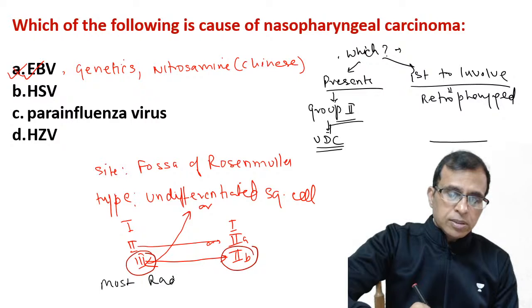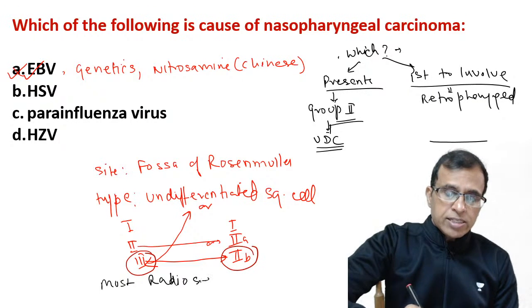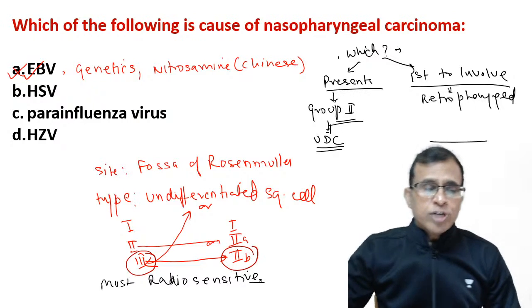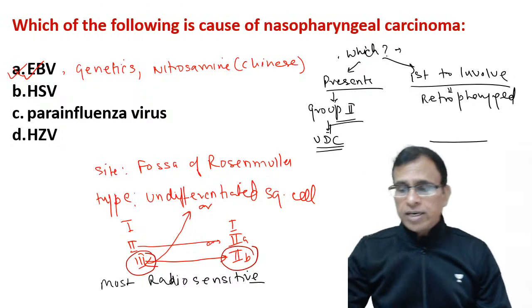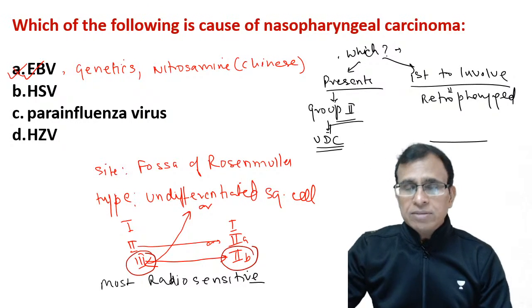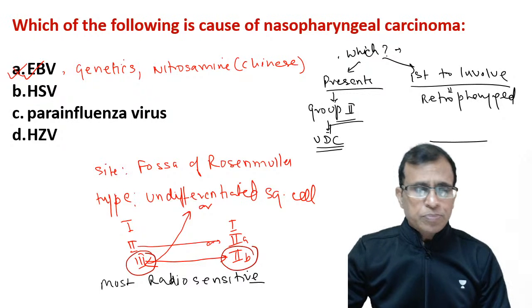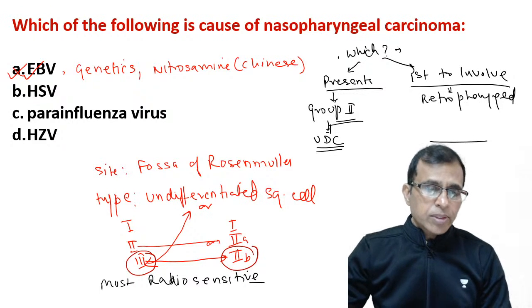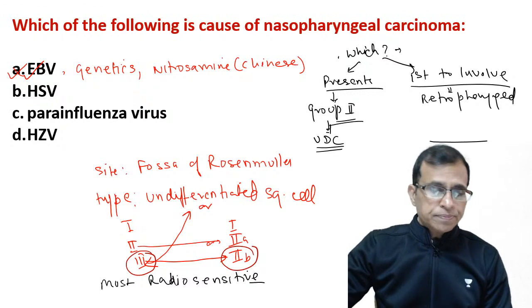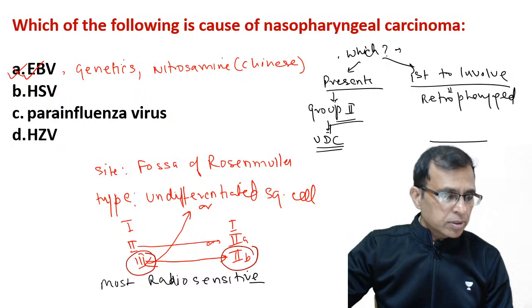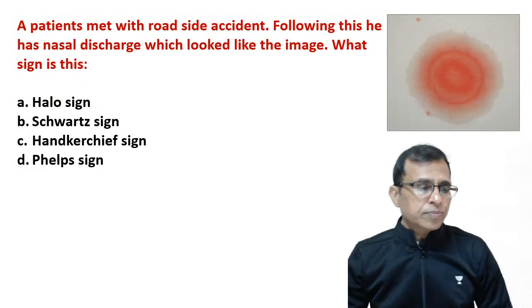Most radiosensitive tumor in the head and neck. And then there is Trotter's triad, but we have a question regarding that, so we'll talk about that when we come to that question. So these are some of the important points related to this tumor that one must remember. Very, very important. Next question.